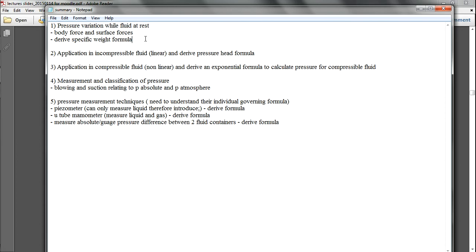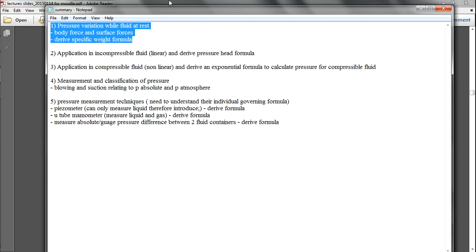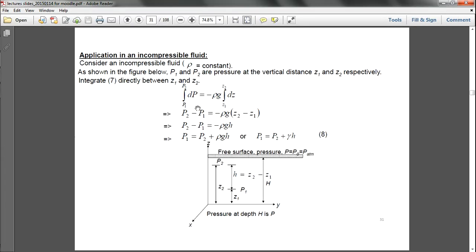Last video we talked about pressure variation while fluid is at rest, and then we derived the specific weight formula. Now we're going to derive the application in incompressible fluid using what we have so far understood. So this equation is trying to find the pressure at this range, because you want to know the pressure at this range.